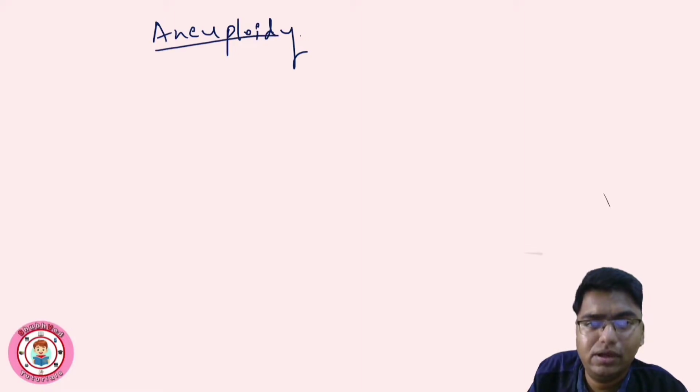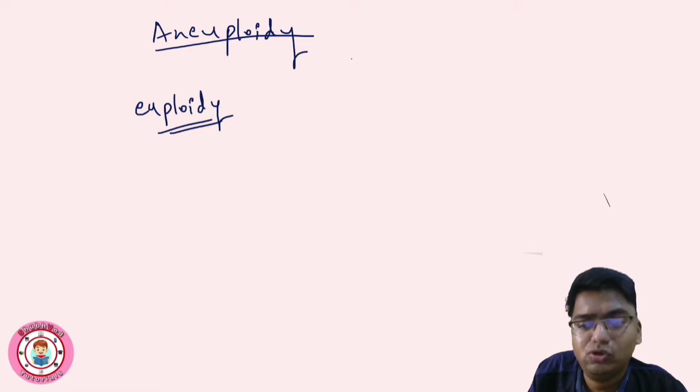Before we start aneuploidy, first of all, we have to understand the term euploidy. What is euploidy? Euploidy is the multiple of the basic chromosome set, meaning the number of chromosomes present within the organism is a multiple of the basic chromosome set. Haploid and haploid fuse to form a diploid. So the whole chromosome set is known as euploid.